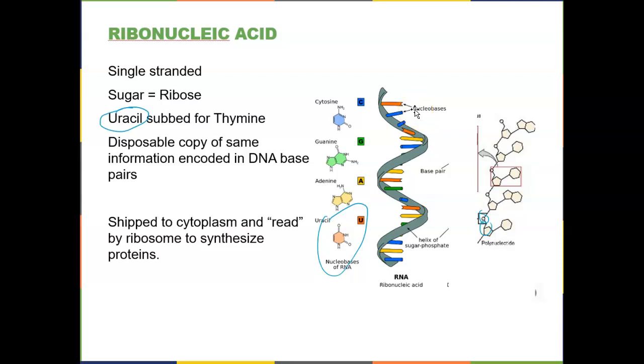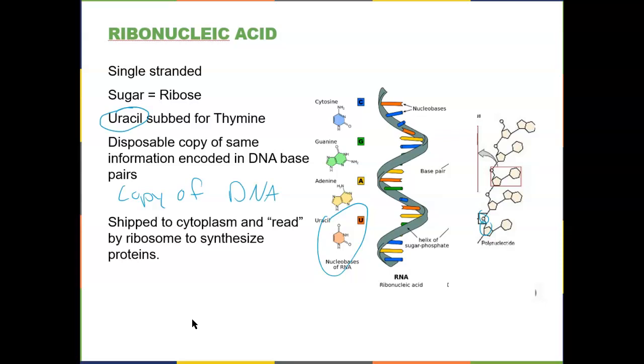For us, the primary function of RNA is to serve as a, it's not said here. It is a copy of DNA. Oh, it is there. I'm sorry. I'm still getting used to reading my own slides. Disposable copy of the same information encoded in the DNA bases, which is shipped to the cytoplasm and then read by ribosomes to synthesize proteins.